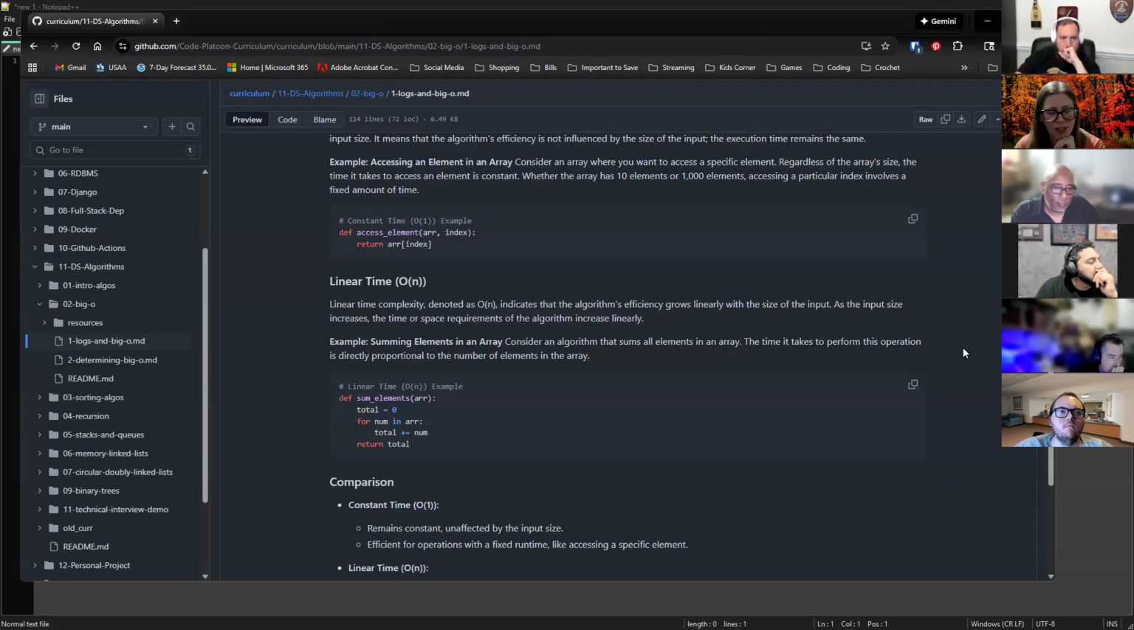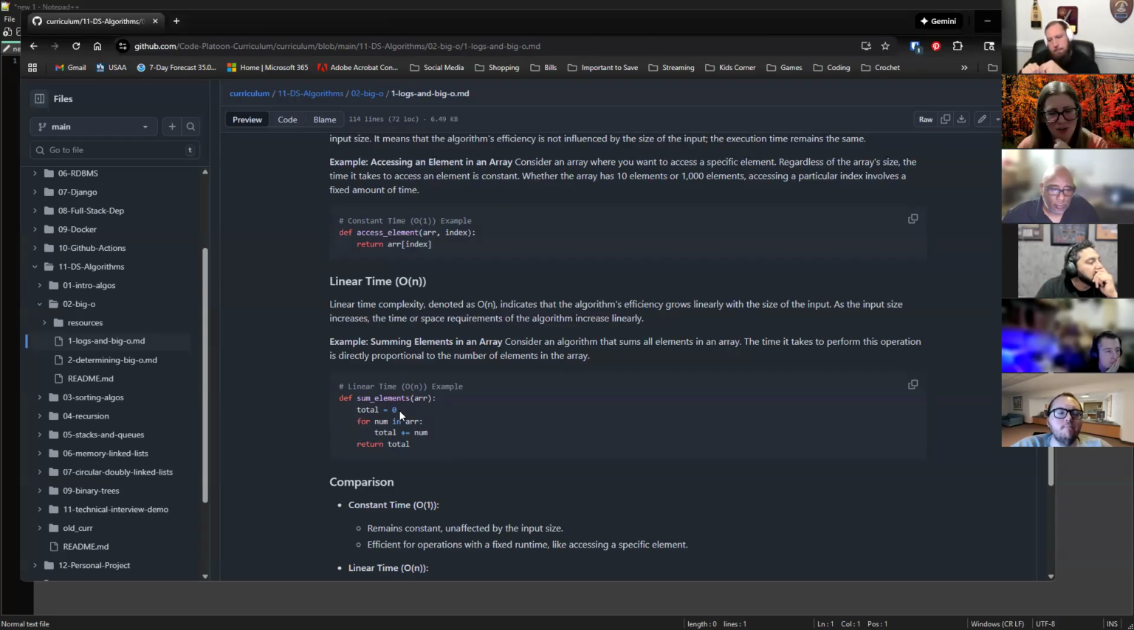It's a very static increase, thus the linear. Here's an example of that here. So this is going to sum elements in an array, I assume, because they named their function very well, so I can grasp what this is doing.